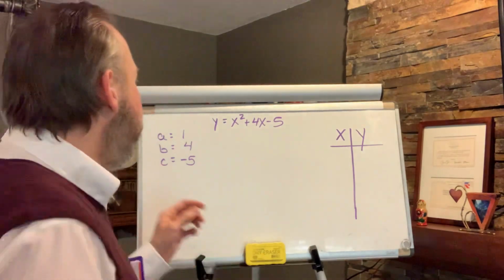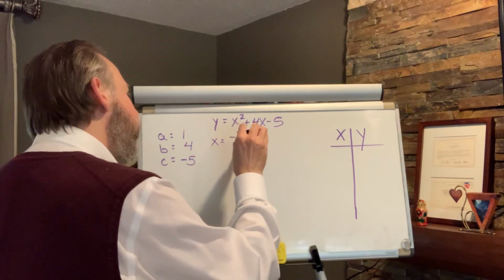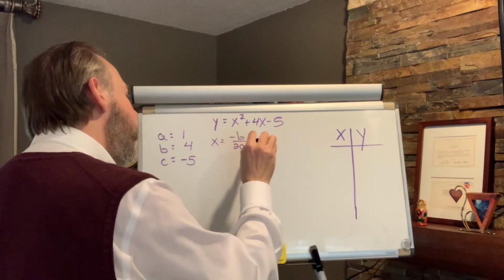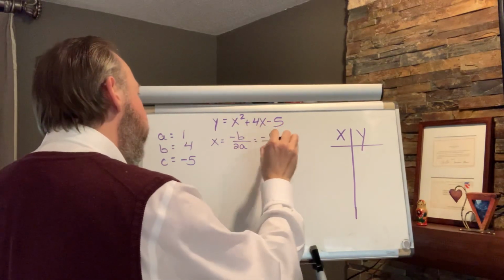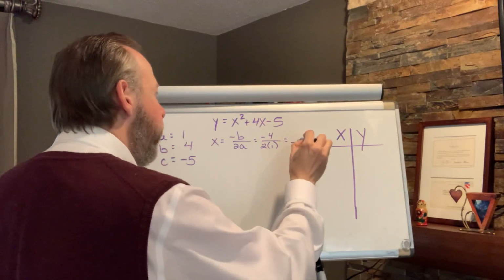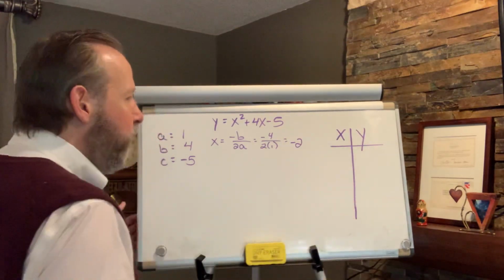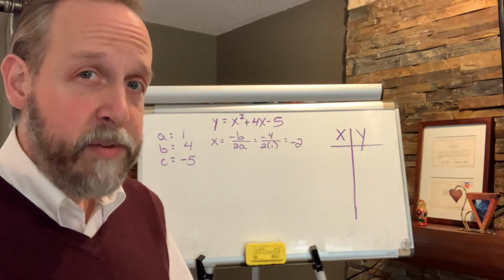Okay. To find the x value of the vertex, we say x equals negative b divided by 2a. And we substitute the values. So we have negative 4 divided by 2 times 1, which is negative 2. So the x value of the vertex is negative 2. Now I have to plug that into the equation to find the y value.